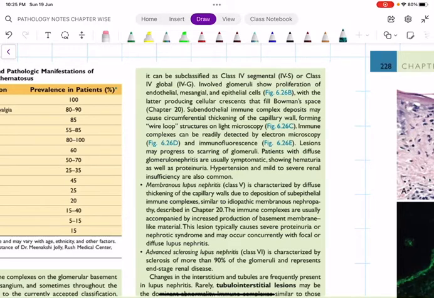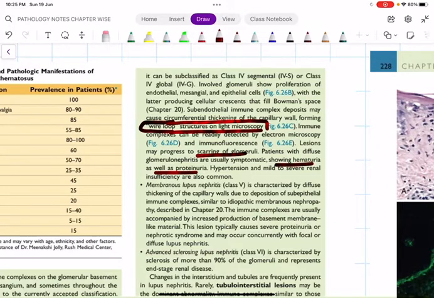And the most important characteristic feature in class 4 is nothing else but wire loop structures on electron microscopy. What is that? Wire loop structures on electron microscopy. There will be glomerular scarring. The patient will have severe hematuria, proteinuria, hypertension, renal insufficiency. This is the most common and the severe form of lupus nephritis.